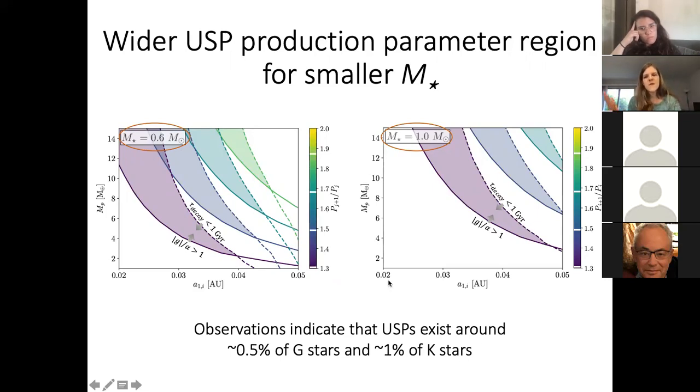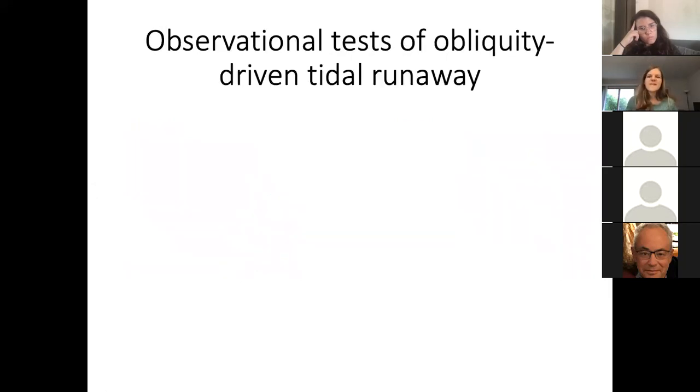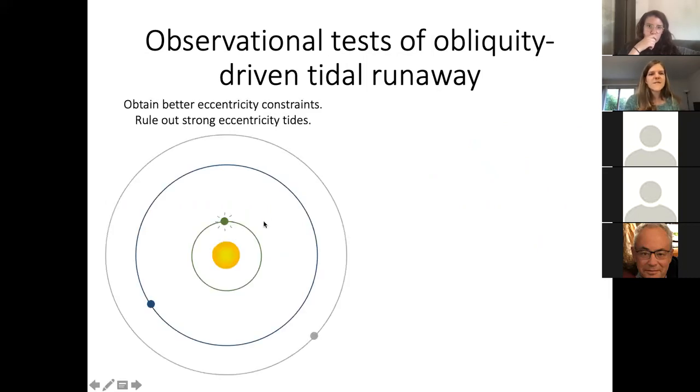We find that it agrees well with other observed trends of the USPs, such as their period ratios and inclinations, but I don't really have time to talk about all of those here. As far as testing this theory of USP production with further observations, we have a couple of things that we can do. One would be to obtain better constraints on the eccentricities of planets or systems that host USPs, either through radial velocities or stability arguments. This is to verify that eccentricity tides do not contribute significantly to the USP orbital migration.